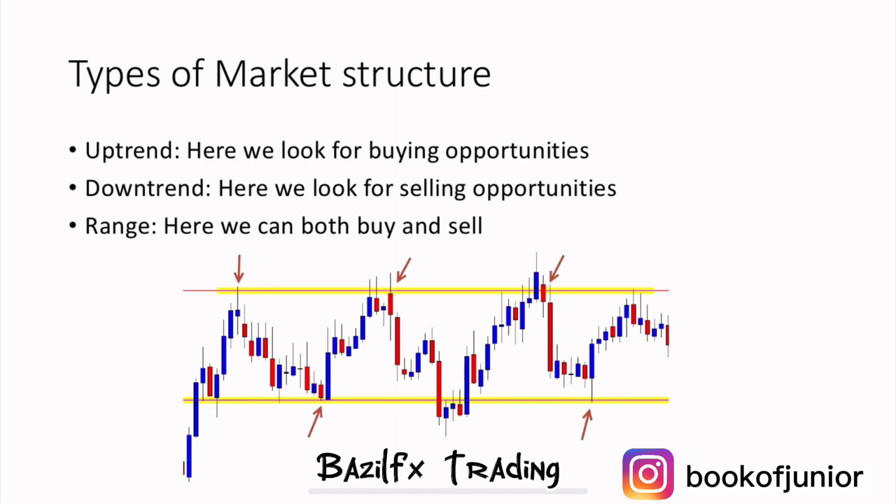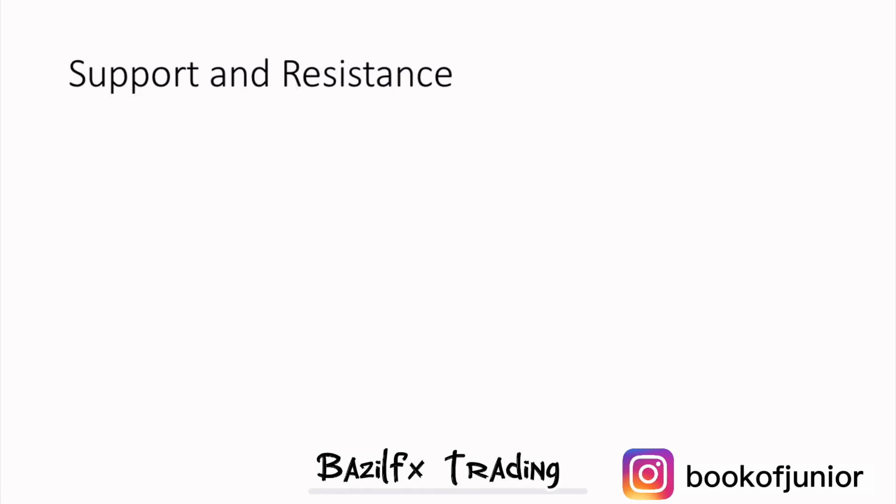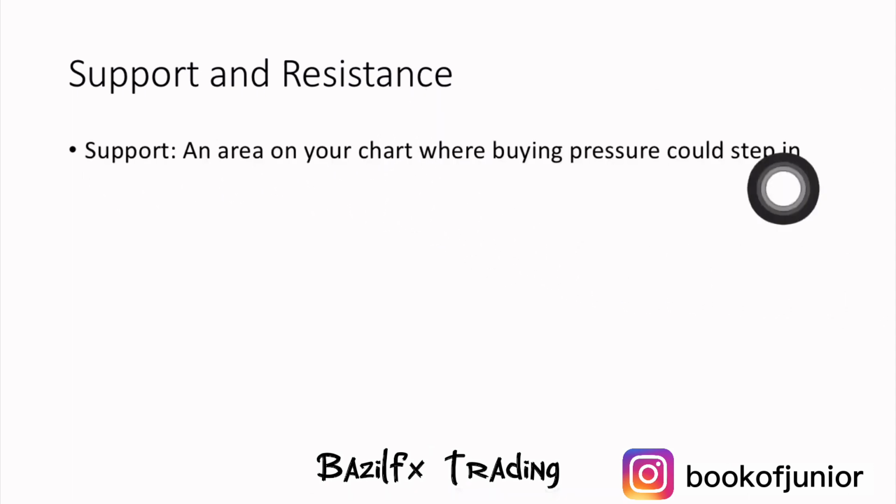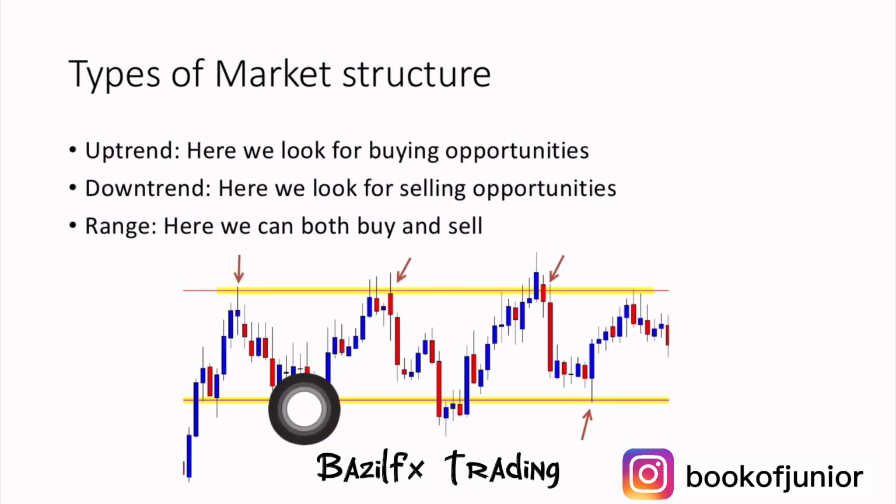From here we have the simplest concept, and this is the widely used concept by all traders: support and resistance. So what is support and resistance? Support is an area on your chart where buying pressure would step in. Remember, this is the resistance, this is support. So this is where our buying pressure would step in. But resistance is where the selling pressure would step in to the downside.